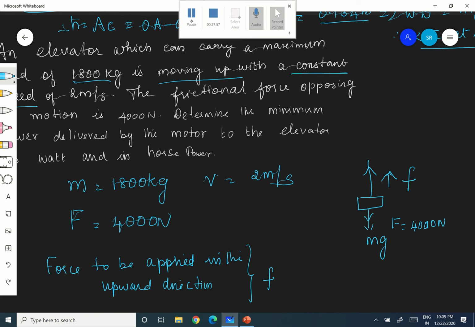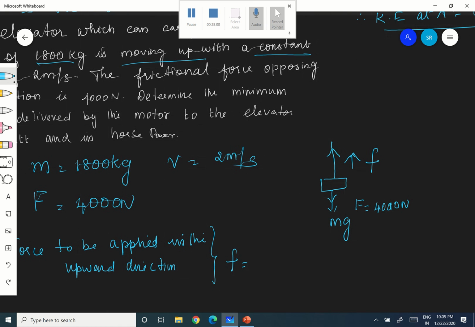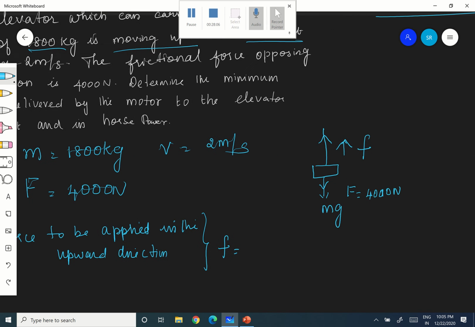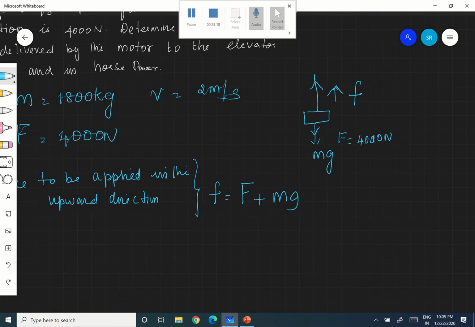That is F. What is the minimum force? Okay, I'm writing minimum force, and that is nothing but the frictional force plus mg. The minimum force required is at least what balances the downward force. Therefore, what is that? That is the minimum force F, equal to, what is it?